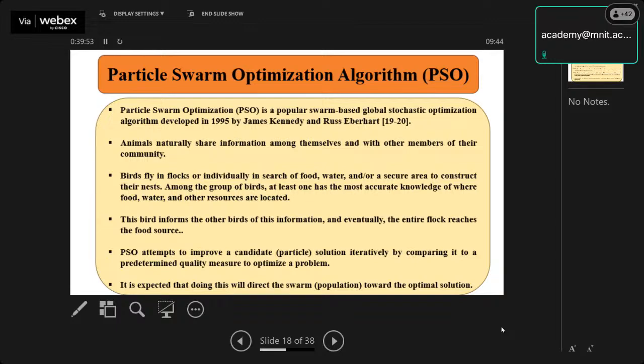Ma'am, there is one question. Participant: Yeah. Is there any website available from where we can get a data set of antenna results to apply AI ML algorithms?